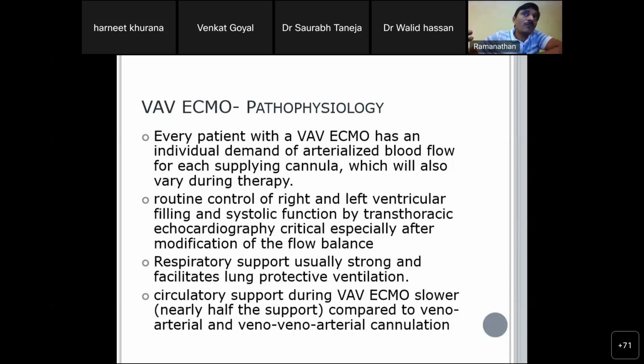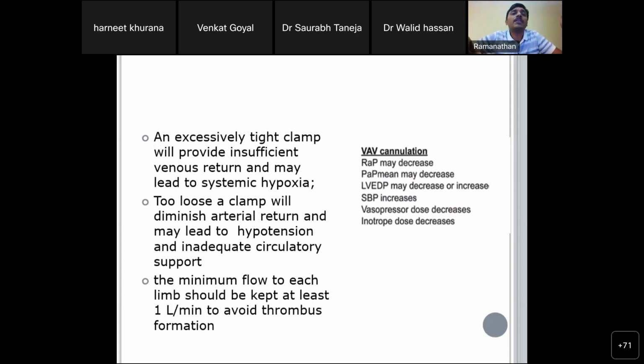So the decision to go on VAV ECMO should be carefully taken after assessing the cardiac function and making sure that the existing cardiac function will be able to support the current patient pathology. Again, you need to be careful about how you clamp the cannulas or the limbs, and it's not enough that you clamp the limbs.